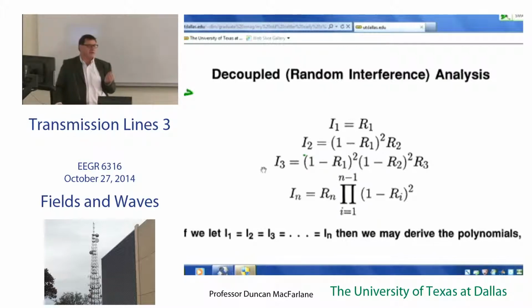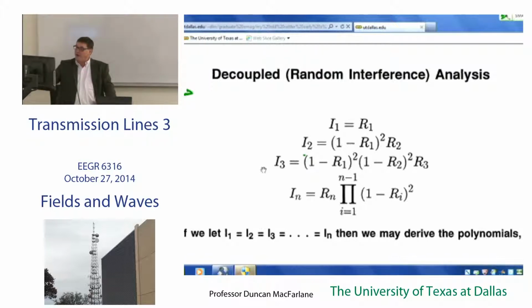These are just lumps of energy, there's no waves underneath them for constructive or destructive interference, so they add up over time in an average way, and we can write down the equations just purely in power. I1 is equal to R1, I2 is equal to 1 minus R1 squared times R2, I3 is equal to 1 minus R1 squared, 1 minus R2 squared times R3, and then here's the general formula for the nth pulse as a function of the mirrors.